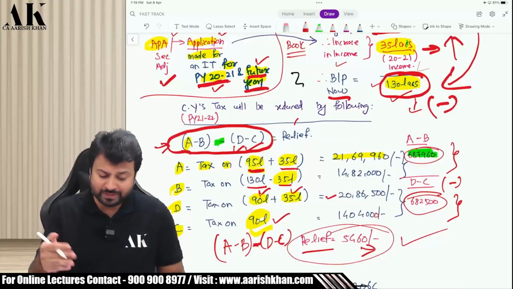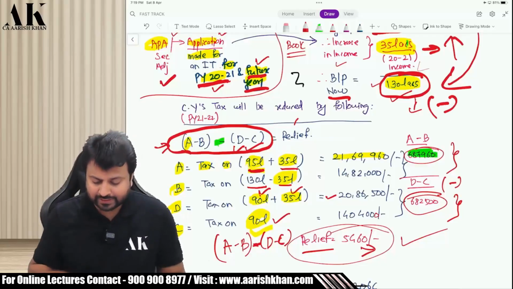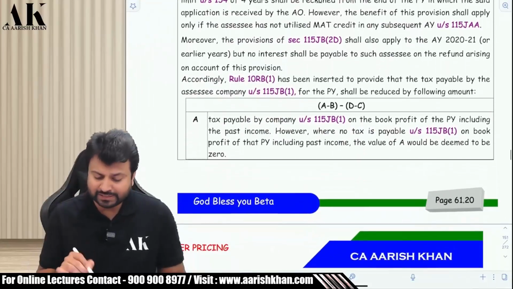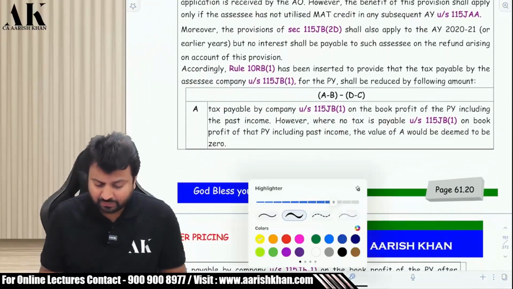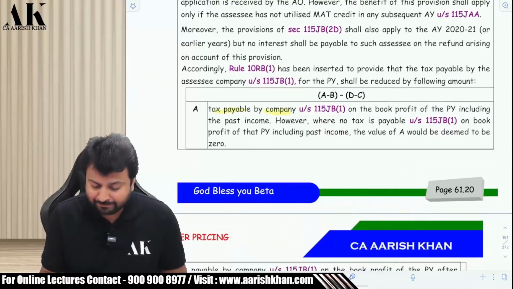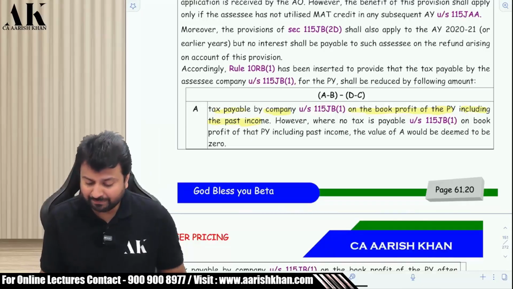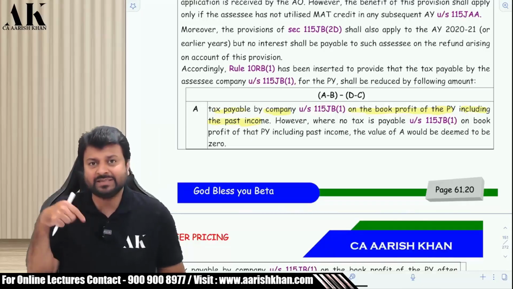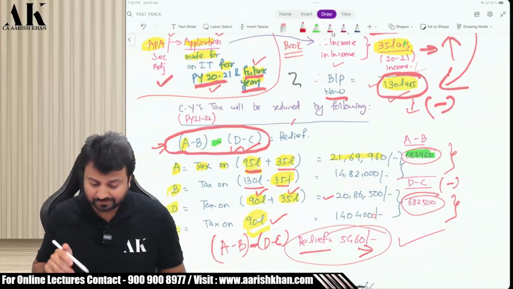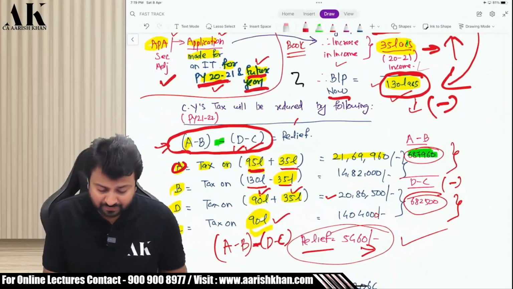Now what is A, what is B, what is C, what is D? This is what is written over here. So you have to identify what is A, what is B, what is C, what is D. First of all, what is A? Tax payable by the company on the book profit of the previous year, including past income. So you have to compute the book tax of the company on the book profit of the current year, including past income. So first of all, you are supposed to compute A.